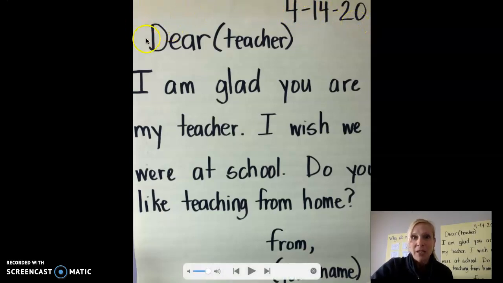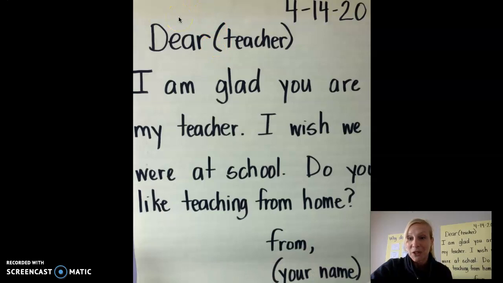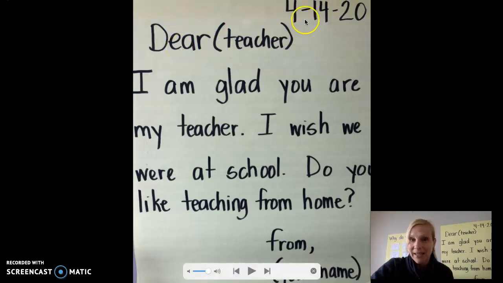Then I'm going to start with my greeting, and here I chose the word dear, just like the last letter. But remember, there's lots of different choices for how you want to use your greeting in your letter. And I wrote the word teacher in parentheses. Today, you're going to write a letter to your teacher. So instead of writing dear teacher, you might write, hey, Mrs. Rose, or hi, Miss Coleman.